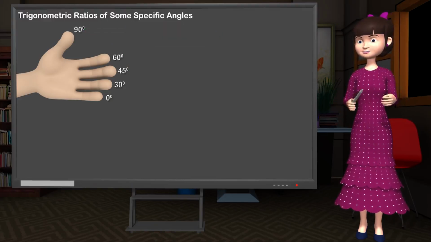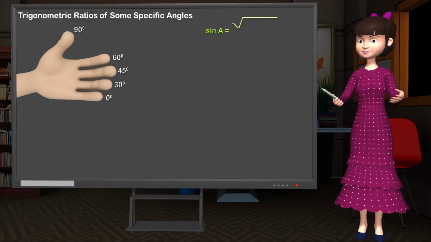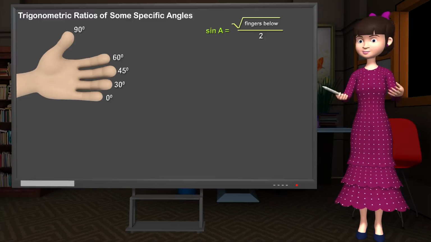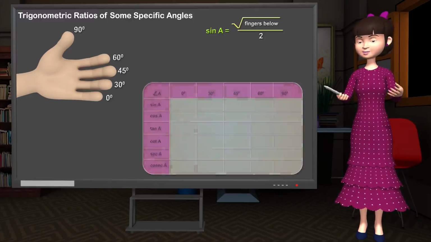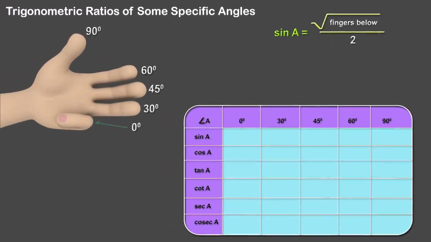Let's start finding the sine values. Remember, the trick of the formula is equal to under the root of the fingers below, divided by 2. Let's see how to find the sine of 0. As per our formula, we need to find the number of fingers below our reference finger. Below the little finger, we don't have any fingers. So, under root 0 by 2, which is, sine 0 is equal to 0.